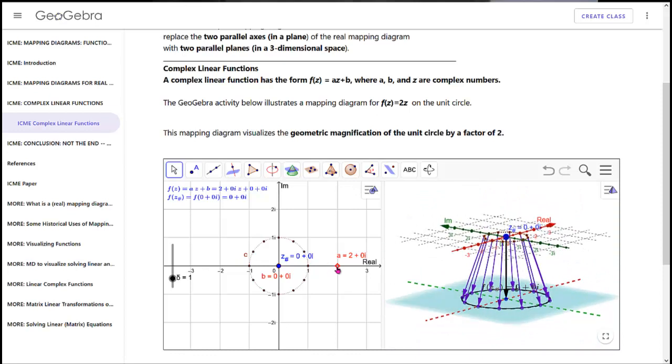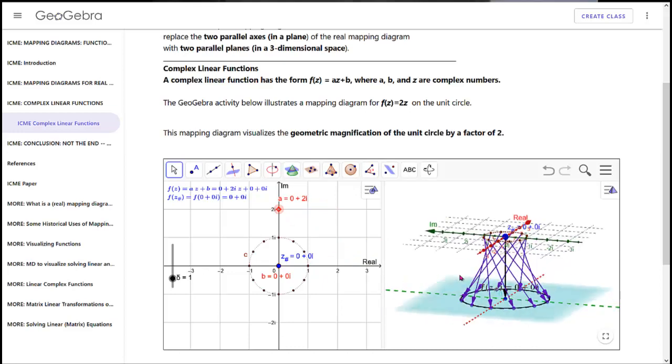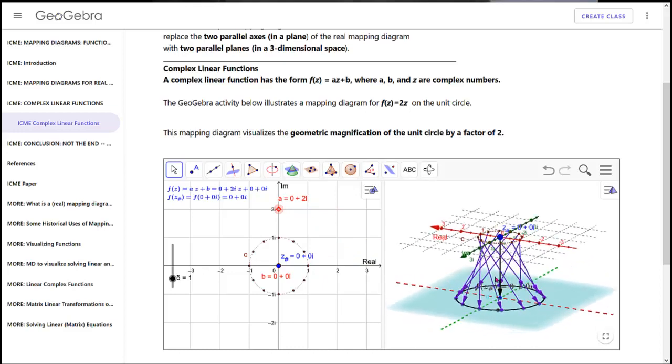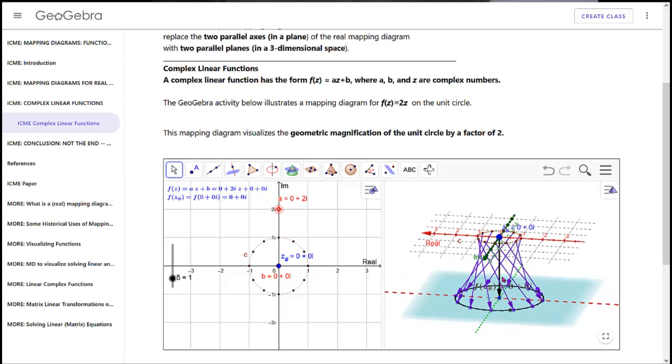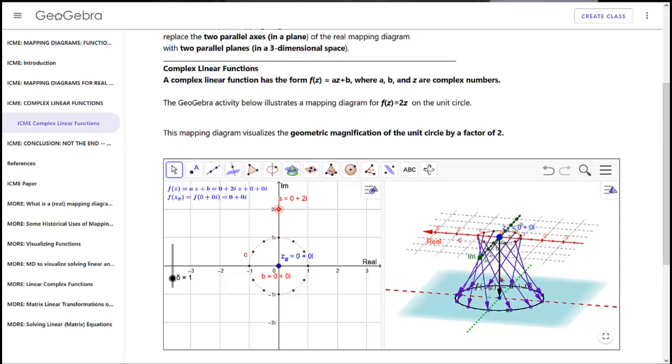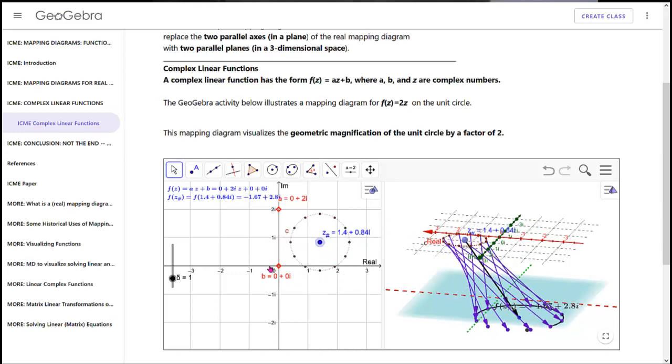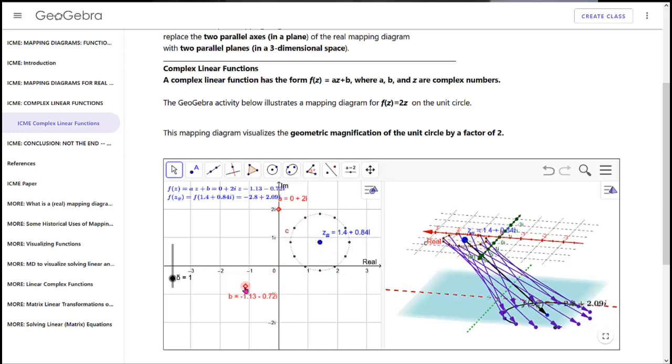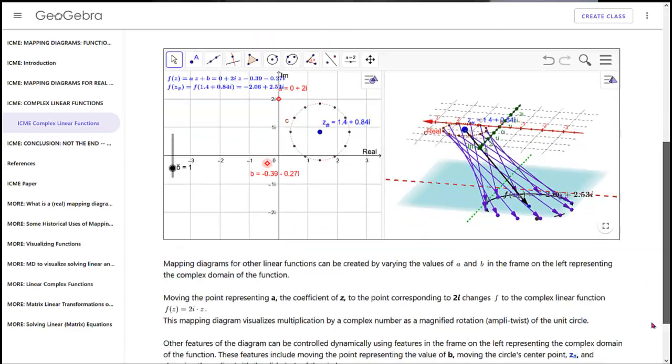And I'm going to change the 2 to a 2i. And now you can see the magnification by the factor of 2, but also the rotation by 90 degrees, providing us with this amplitude twist. The features in GeoGebra allow us to move the center of the circle and also to change the b and see the effects of that.